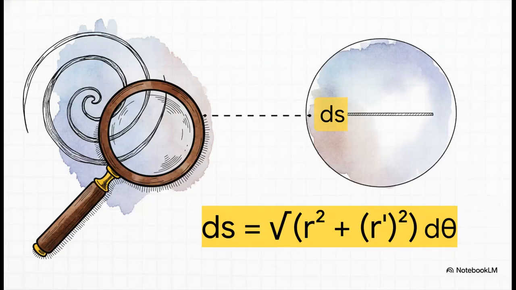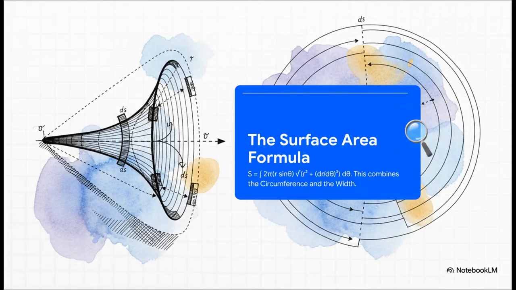Okay, next we need the width of the ribbon. Remember, the ribbon is wrapped right along the curve, so its width is just a tiny little slice of the curve's own length. We call that little piece ds. Now take a good look at that formula. Does that ring a bell? It should. That's the formula for the arc length of a polar curve. So the width of our ribbon is literally just the arc length of that tiny segment. It all connects.